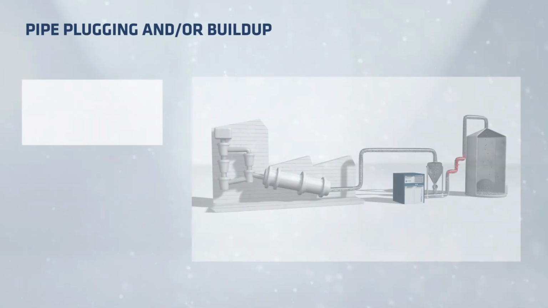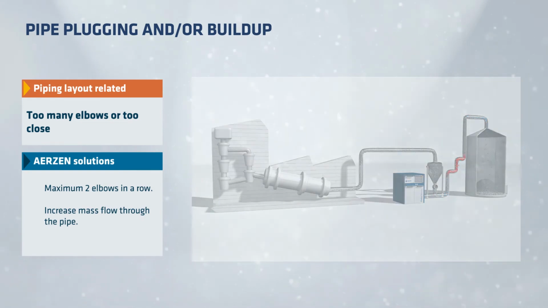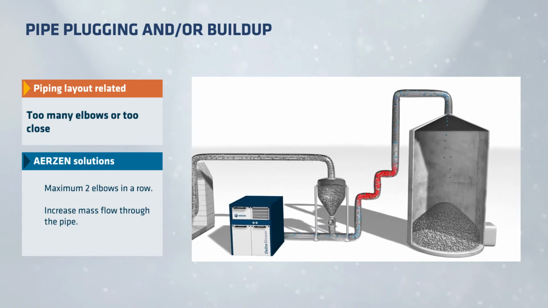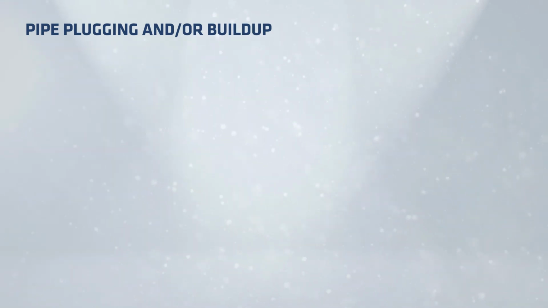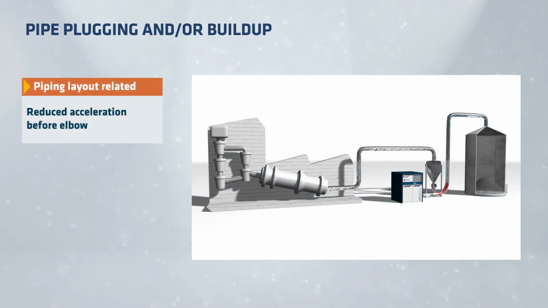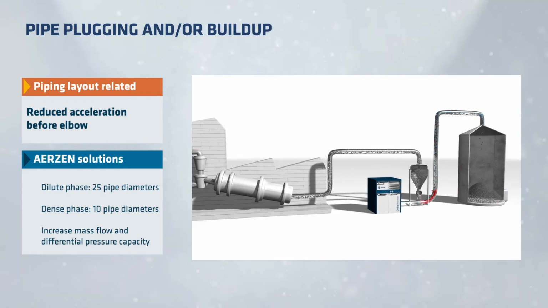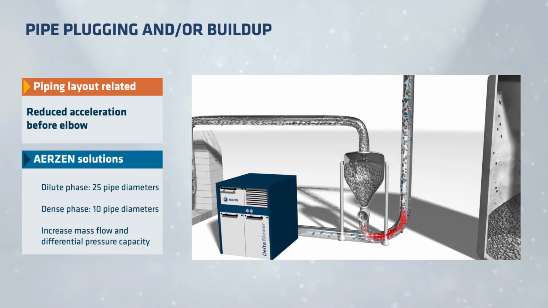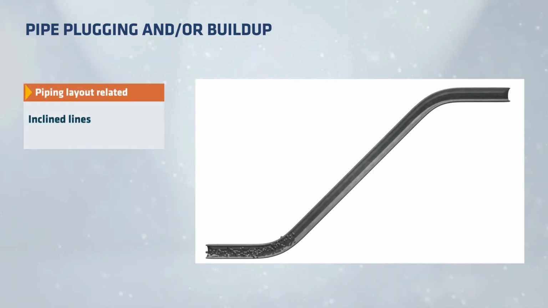Poor line layout related issues. Too many elbows or being too close to each other. AERZEN solution: maximum 2 elbows in a row, or increase differential pressure capacity and mass flow in the system. Reduce acceleration before the elbow. For dilute phase, the recommendation is 25 times the pipe diameter distance before the first elbow. For dense phase, the recommendation is 10 times the pipe diameter distance before the first elbow.